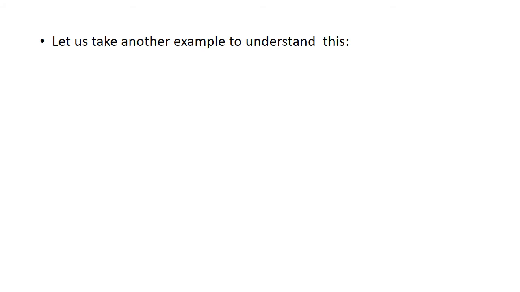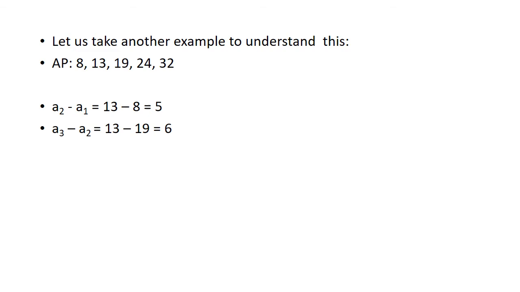Let's look at another example. Another sequence: 8, 13, 19, 24 and 32. a2 minus a1 is 5. a3 minus a2 is 6. a4 minus a3 is again 5. But a5 minus a4 is 8.